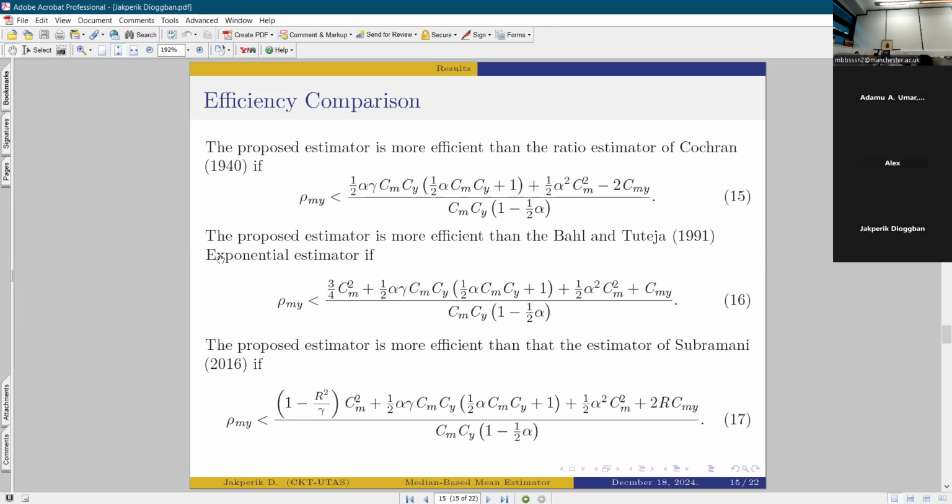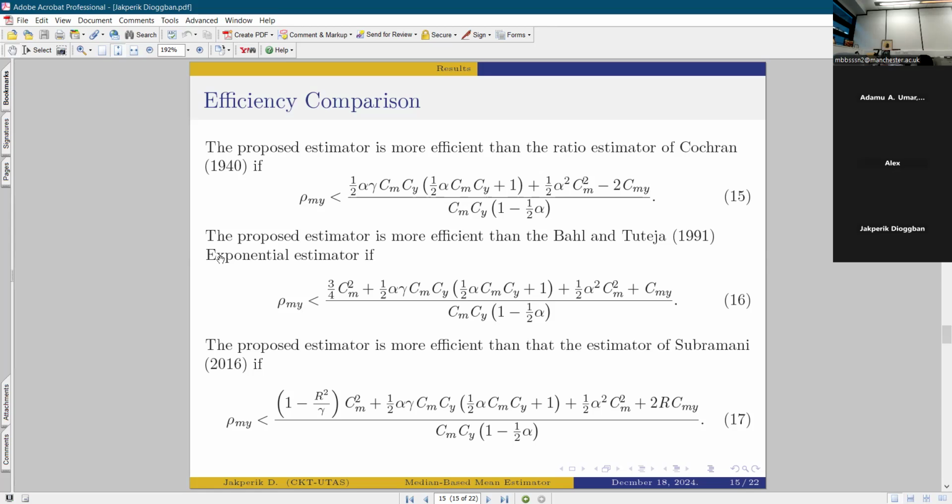We need to be sure of its relative performance, so we compare it with the estimators that are already in existence. Therefore, we compare the proposed estimator with the ratio estimator of Cochran 1940. And for the proposed estimator to be more efficient than the conventional ratio estimator, it must have minimum mean square error. So making the relevant comparison and simplifying, it reveals that the proposed estimator will be more efficient than the ratio estimator if equation 15 holds. That is, the correlation between them is less than the terms on the right-hand side.